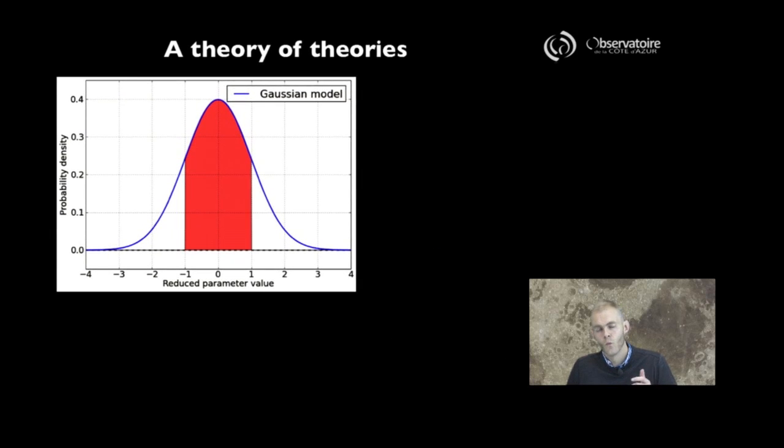Let's look at one example in particular. Let's imagine that we'd like to characterize the angular diameter of a star. This is one of the first applications we're actually going to really cover in this course.